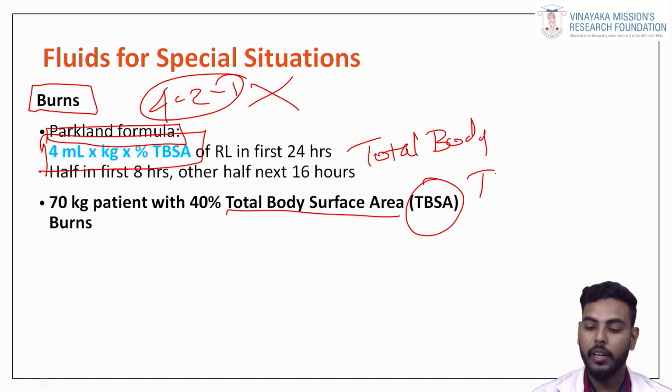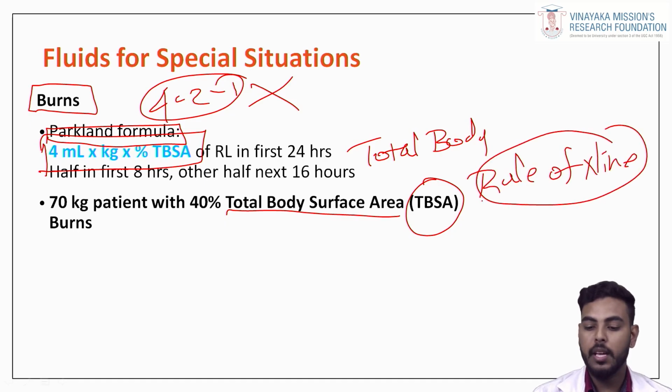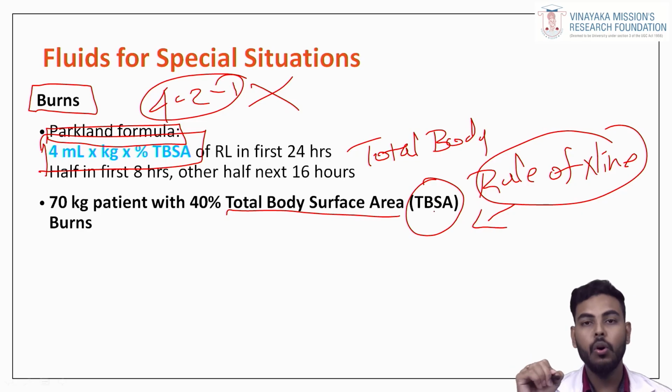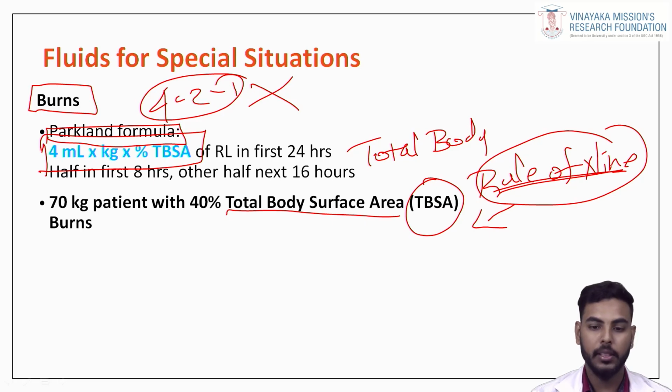It is calculated according to rule of 9. Okay, this TBSA is calculated according to rule of 9. So it will be divided into percentages for the head, neck, then trunk, abdomen, thorax. Each part will have a percentage which covers the 100%. That percentage, the TBSA, that is total body surface area, will be calculated using rule of 9. You have to remember this.